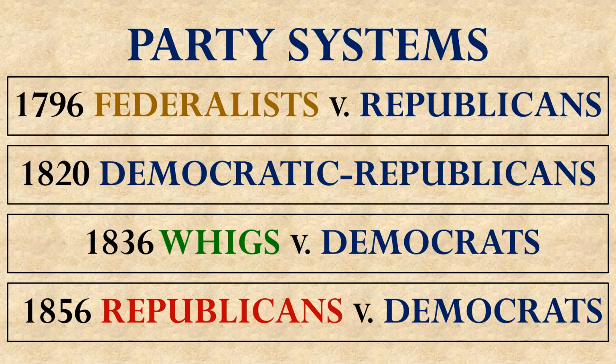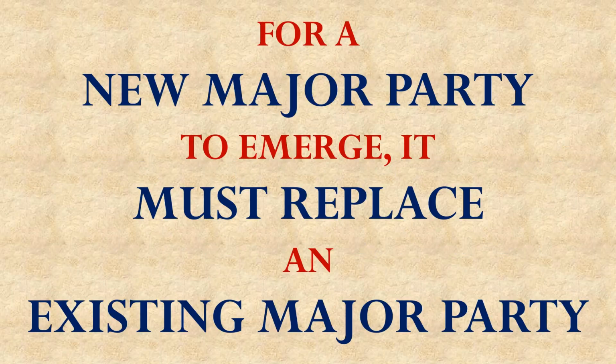So I tell you this history just to show you that it's possible for the political parties of today to disappear and new political parties to take their place. But a lesson from this to be drawn is that for a new major party to emerge, it must replace one of the existing parties. There's only room for two parties at the top in our system. To have a new party, we have to kill off one of the two that are already there.